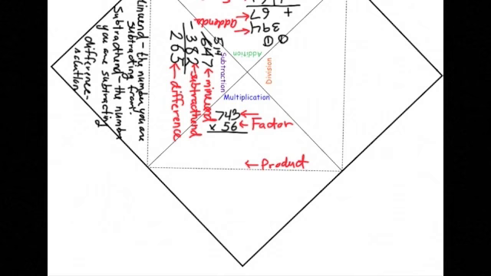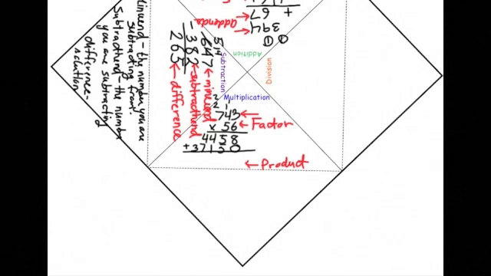So let's multiply. 6 times 3 is 18, so I bring down the 8 and carry the 1. 6 times 4 is 24, plus 1 is 25. 6 times 7 is 42, plus 2 is 44. I bring down a 0 to hold my place value. 5 times 3 is 15. 5 times 4 is 20, plus 1 is 21. And 5 times 7 is 35, plus 2 is 37.